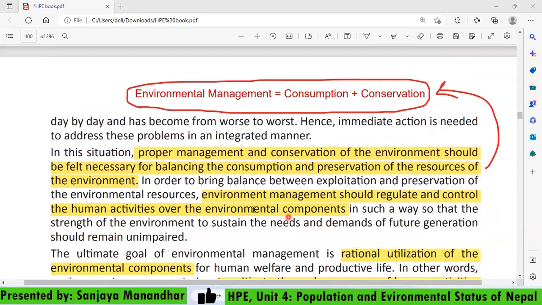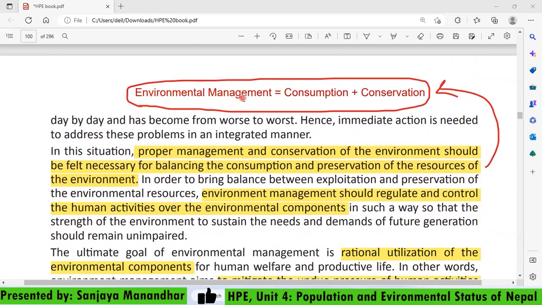So, here I have highlighted, I have written here, environmental management is equal to consumption plus conservation. Okay, so how can we manage the environment? These are the problems we have discussed, different problems. So how can we manage the environment? Consumption plus conservation, means we use the natural resources, environmental resources, but not only using, we should conserve them as well. So after that only we can manage the environment. So C plus C means consumption plus conservation. After we use the natural resources or environmental resources, we have to conserve them as well.